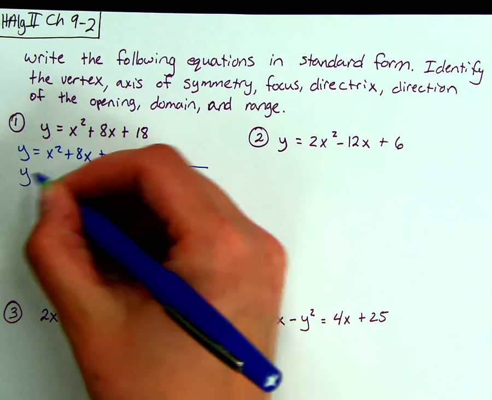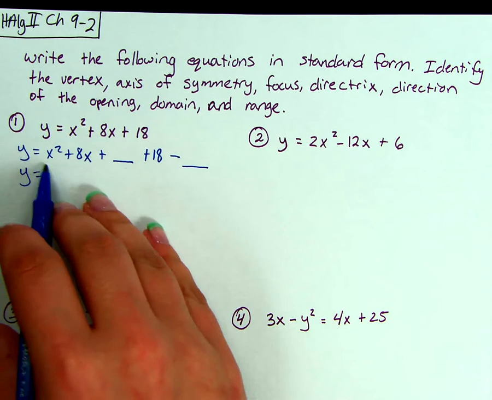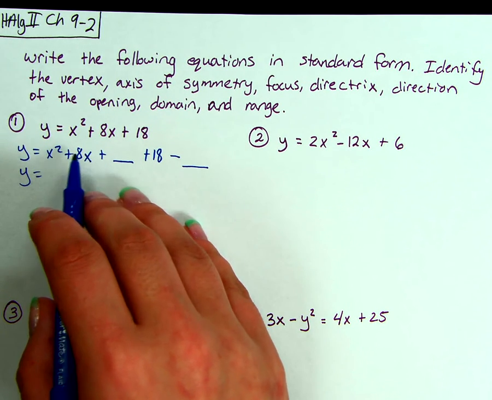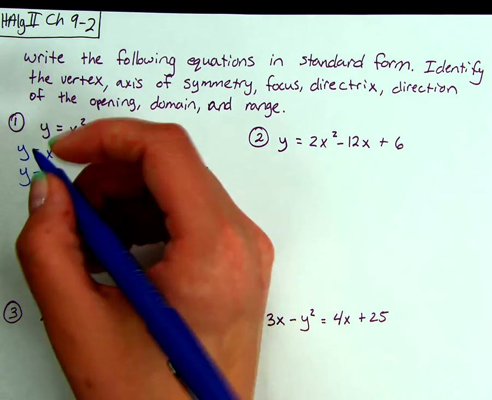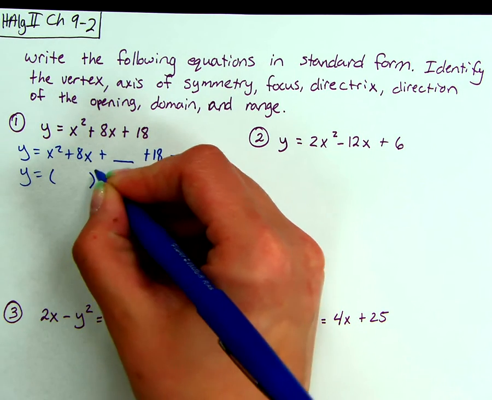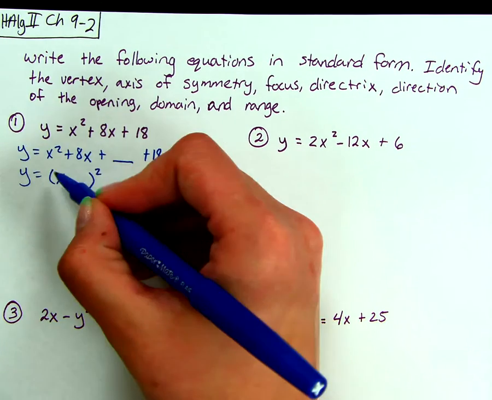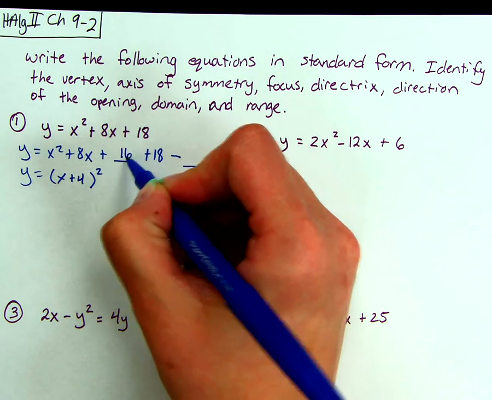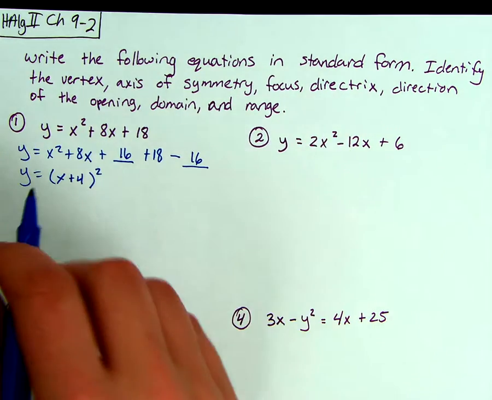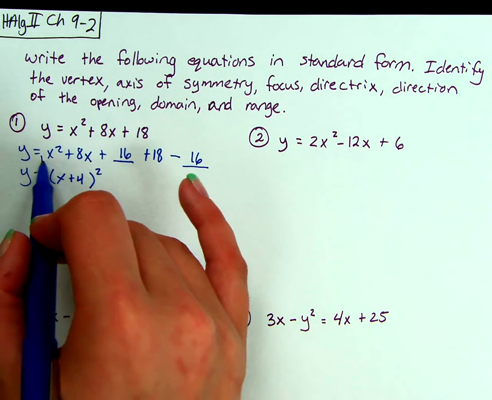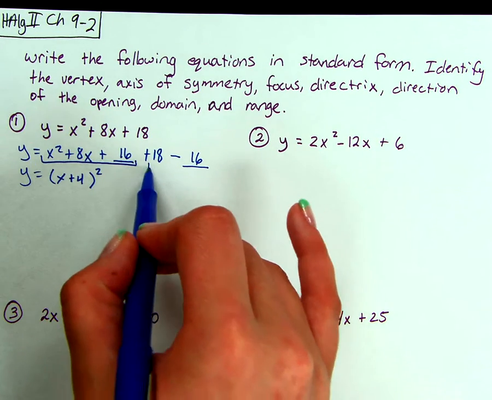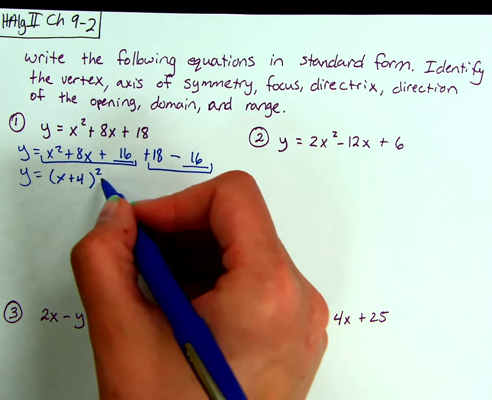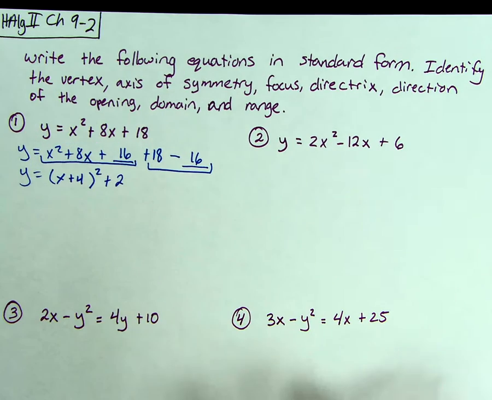So our next step, we are going to figure out what this number is. And again, we do that by taking the middle term, dividing it by 2, and then squaring it. So I'm going to write that factored form to start with. 8 divided by 2 is 4, and then 4 squared is 16. So that's going to go into the blanks that we left. Okay. So again, the first 3 terms we are grouping and factoring, and then the last 2 terms we are combining together. So 18 minus 16 is going to be a positive 2.